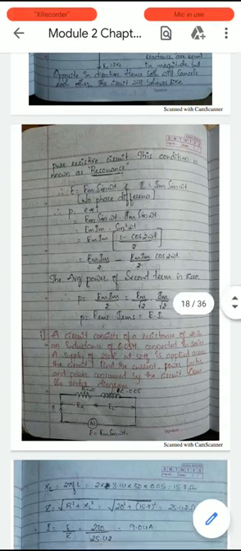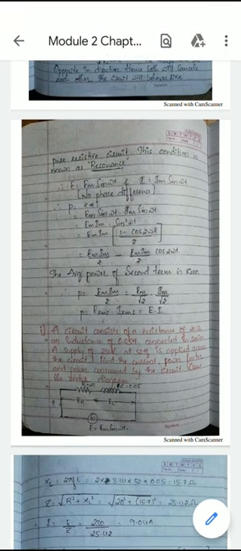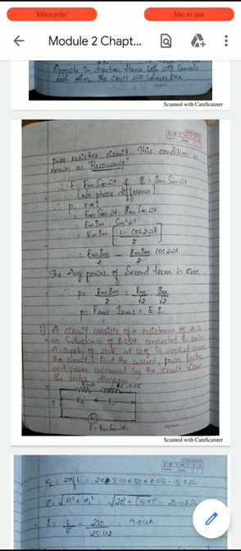A circuit consists of a resistance of 20 ohm and an inductance of 0.05 Henry connected in series. A supply of 230 volt at 50 Hz is applied across the circuit. Find the current, power factor and power consumed by the circuit. Later draw the vector diagram, right?